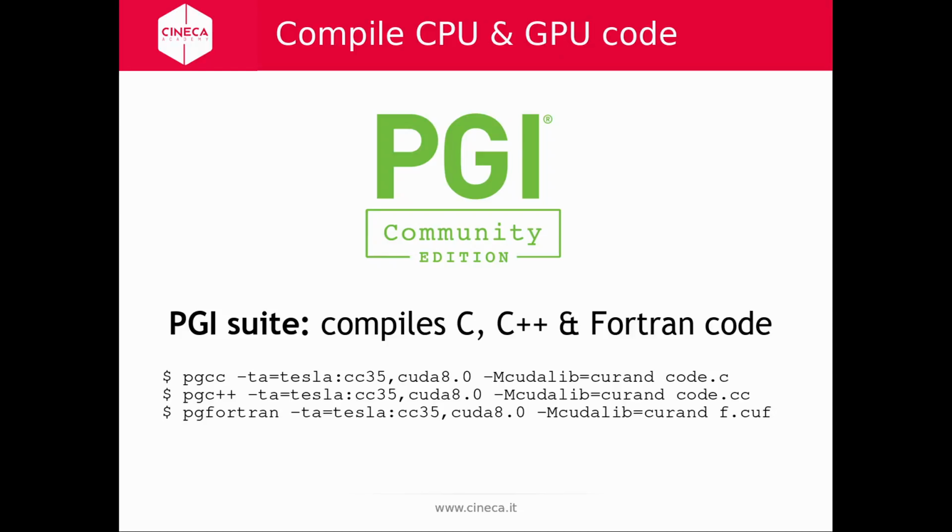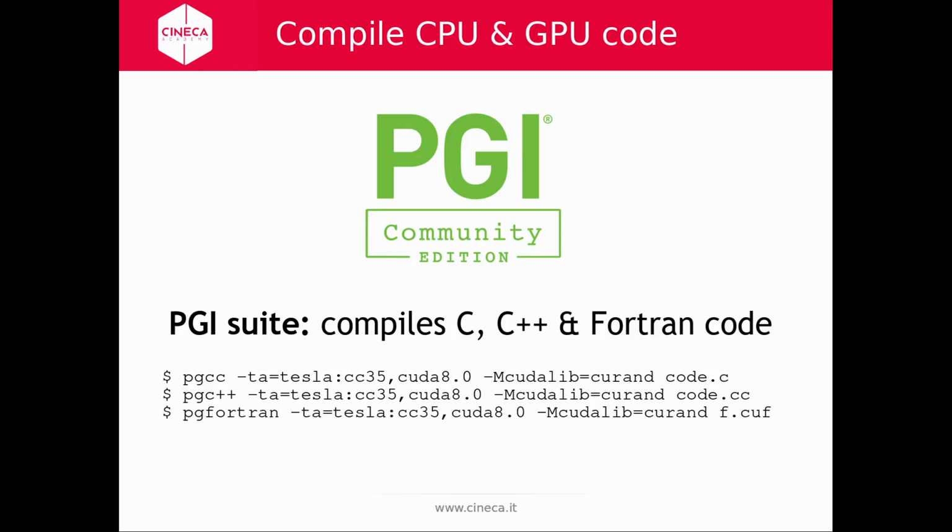With PGI we can compile C, C++, and Fortran codes. The syntax is simple enough. You need to add this option here, which stands for target architecture. Tesla is the architecture of our GPU, cc35 is the compute capability, and cuda8 is the toolkit. And you also have a simplified option to link CUDA libraries. You just have to specify -Mcudalib=curand, and all the linking options will be already in place. And this is how it looks.